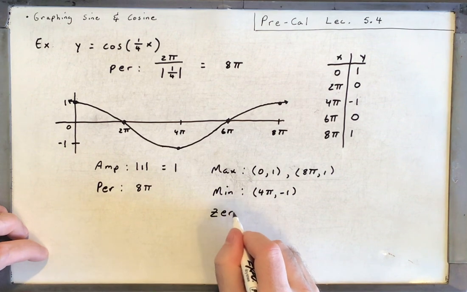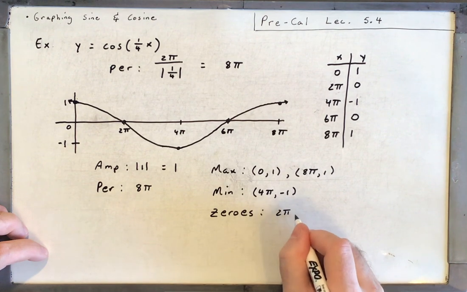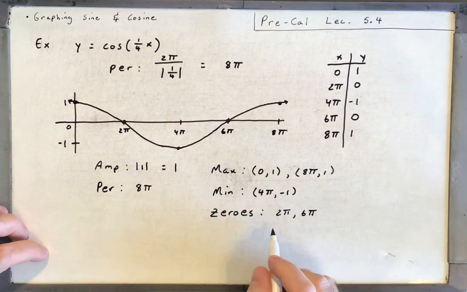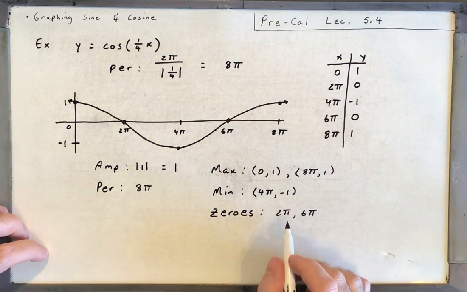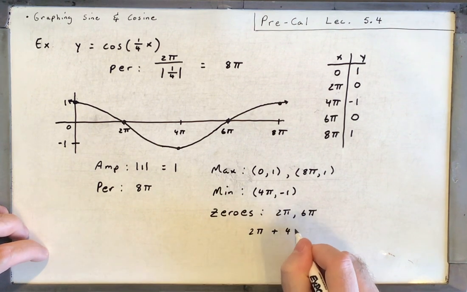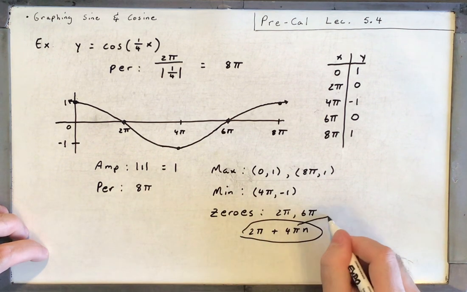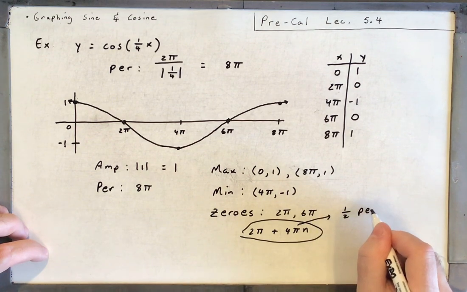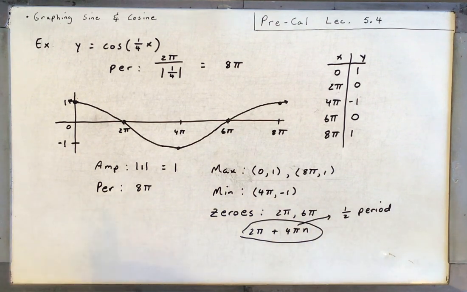And then our zeros occur at 2 pi and 6 pi. And remember, zeros occur every half of a period. Half of a period would be 4 pi, right? So we could say the zeros are 2 pi plus 4 pi times n, right? So that's a half a period. That's a way to not have to write the zeros ad infinitum. All right, so let's do one more graph.